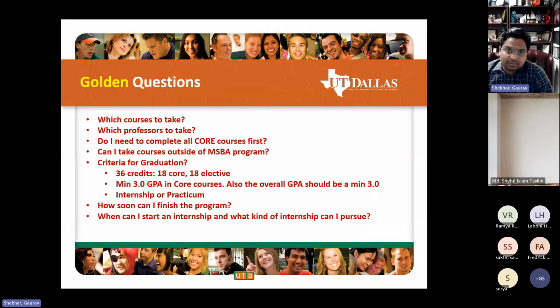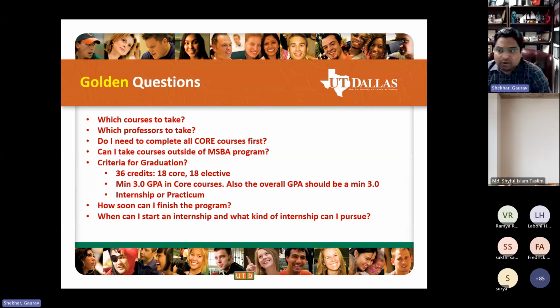Sometimes, unfortunately, there are students who will have an overall GPA of 3.0, but their core is at 2.9. 2.9 is not 3. It has to be a 3. And then you have completed either an internship, or if you're not able to get an internship, there is a project-based course called the practicum that students can take.